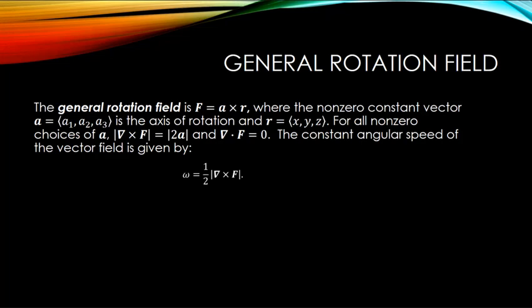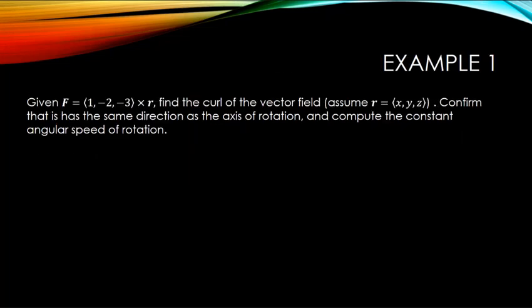The general rotation field is F equals A cross R, where the non-zero constant vector A has components A sub 1, A sub 2, A sub 3, and it is the axis of rotation. R is the vector with components x, y, z. For all non-zero choices of the vector A, the magnitude of del cross F is equal to the magnitude of 2 times A, and del dot F is equal to 0. The constant angular speed of the vector field is given by omega equals 1/2 the magnitude of del cross F. So let's work an example.